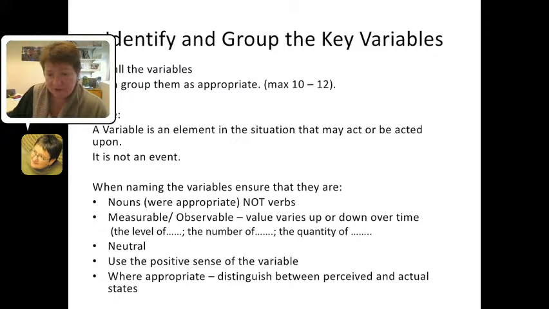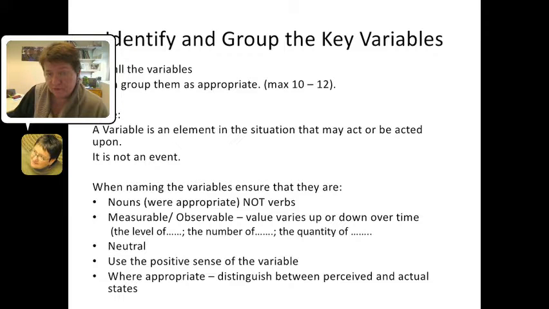When naming your variables, you need to ensure that they are nouns, not verbs, that they're measurable or observable, and that the value can vary up or down over time. So you could talk about the level of quality of care, the number of patients utilizing the health service, the quantity of drugs and supplies available at the services.